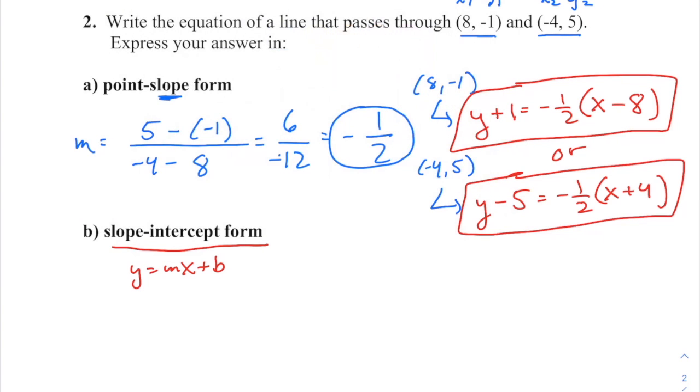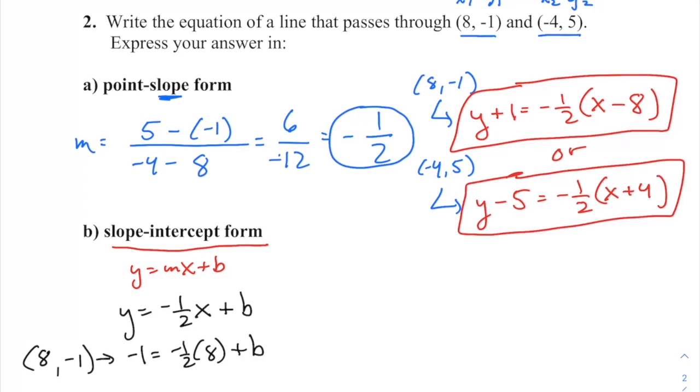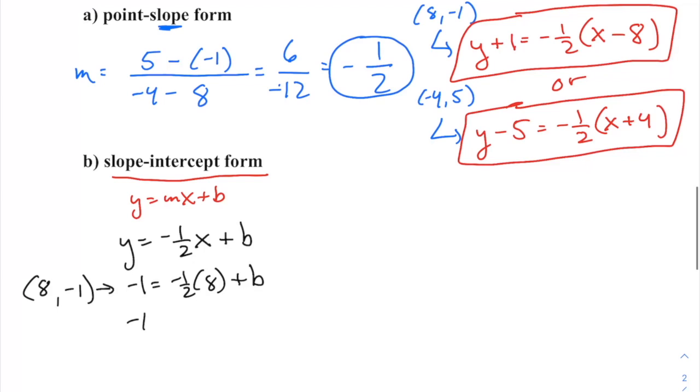I know my equation looks like this. I already calculated the slope in part A, so I don't need to redo that. So y equals -1/2 x plus b. And if you pick one of the points, doesn't matter which one, so maybe I'll take that 8, -1, the first one, why not? And I plug in -1 for the y and 8 for the x and solve for the b that will make it true. So this is -1 equals -1/2 times 8 is -4 plus b. Solve for b by adding 4, and you get b is equal to 3.